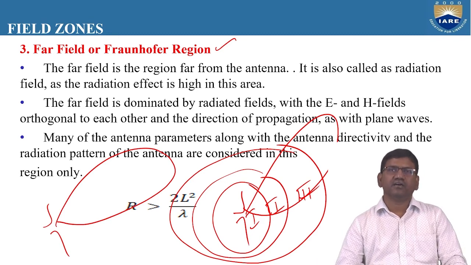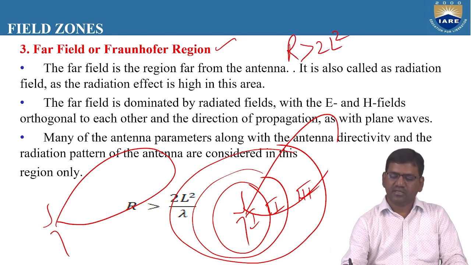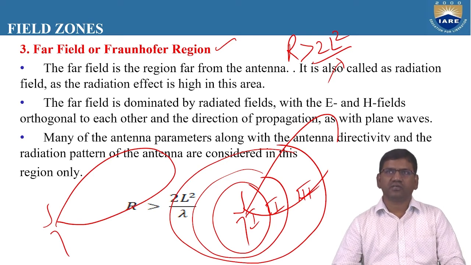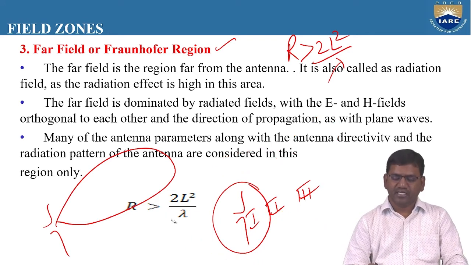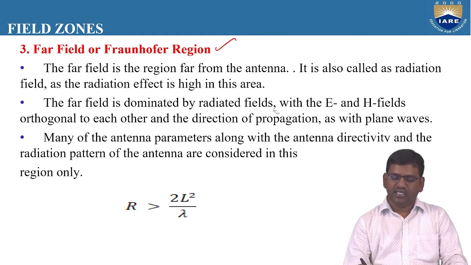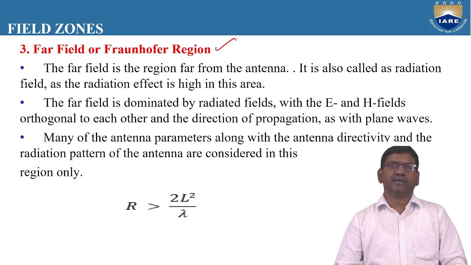We can say the zone is a far field when the condition R is greater than 2L square by lambda is satisfied. Under this condition, the zone can be treated as the Fraunhofer zone or far field zone. This is the condition for the occurrence of the Fraunhofer region. The radiation effect is more in the far field region. It is also known as the radiation field, where the radiation pattern is maximum.